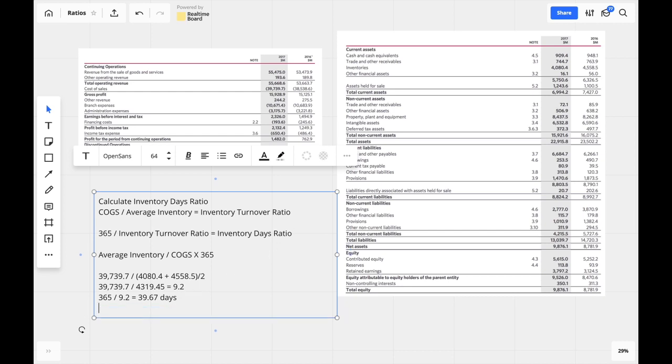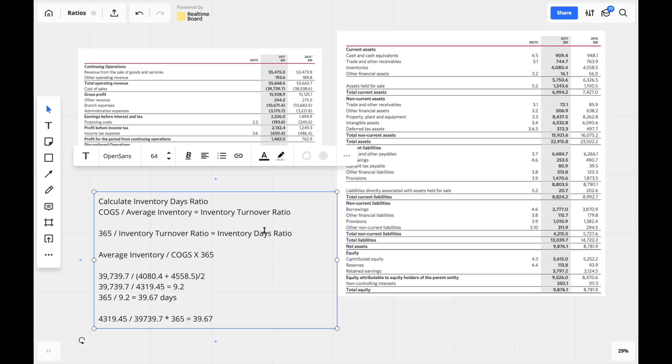Now, another way to write this would be to start with average inventory. So we go 4319.45 divided by 39,739.7 and times that amount by 365. Let's try that now. 4319.45 divided by 39,739.7 equals 0.10869. Times that by 365, and you get exactly the same number. So there are two different ways you can calculate that, as you can see.